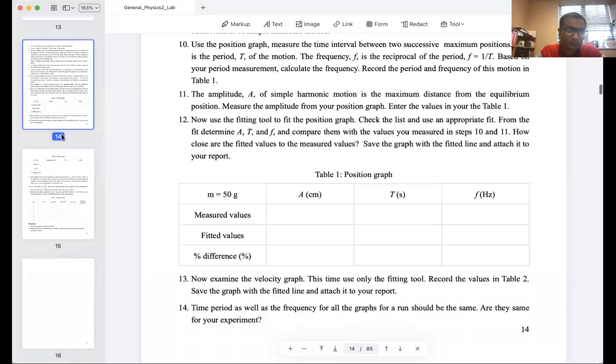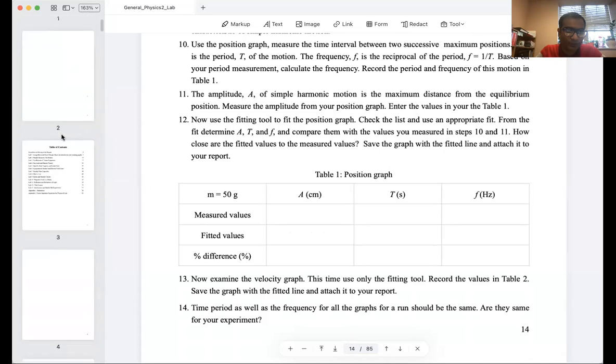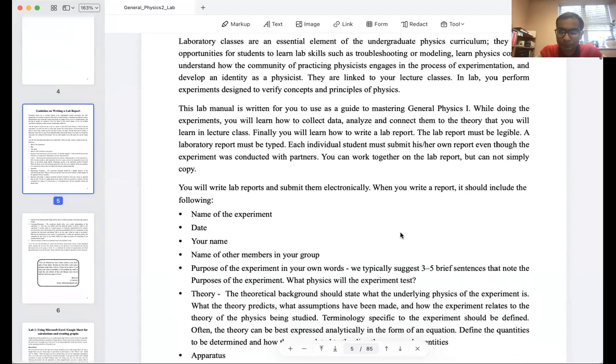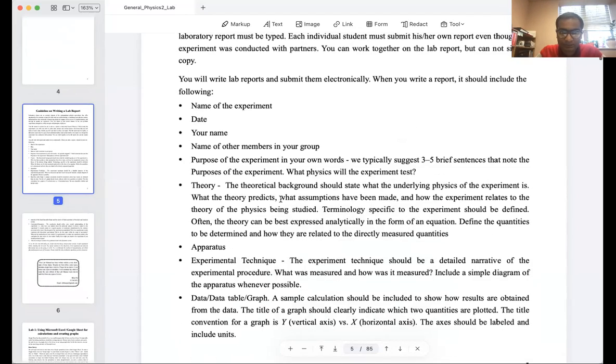Today, I'm going to talk about how to write a scientific lab report, or what we need to put in a scientific lab report. Okay, so let me share my screen. This is the lab manual. Here I put a section with guidelines on writing a lab report. I already discussed all of what I want in a lab report, but let me briefly discuss it here also.